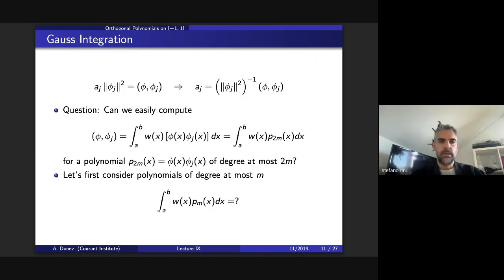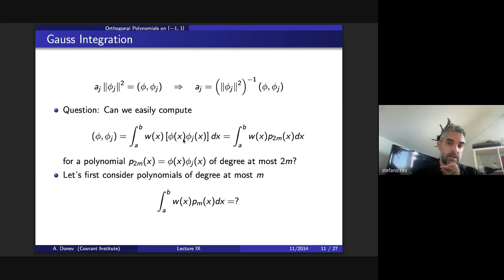Okay, now let's do the Gaussian integration. So we just said that from the pseudo-inverse equation, we get that aj is equal to this expression. So aj is equal to the inverse of the norm of phi j times the inner product of phi and phi j. So now let's say that we want to compute this inner product. This is the integral over our interval ab of the weight function omega x. Remember that we allowed for the weight there. And then we have the product of the two functions.